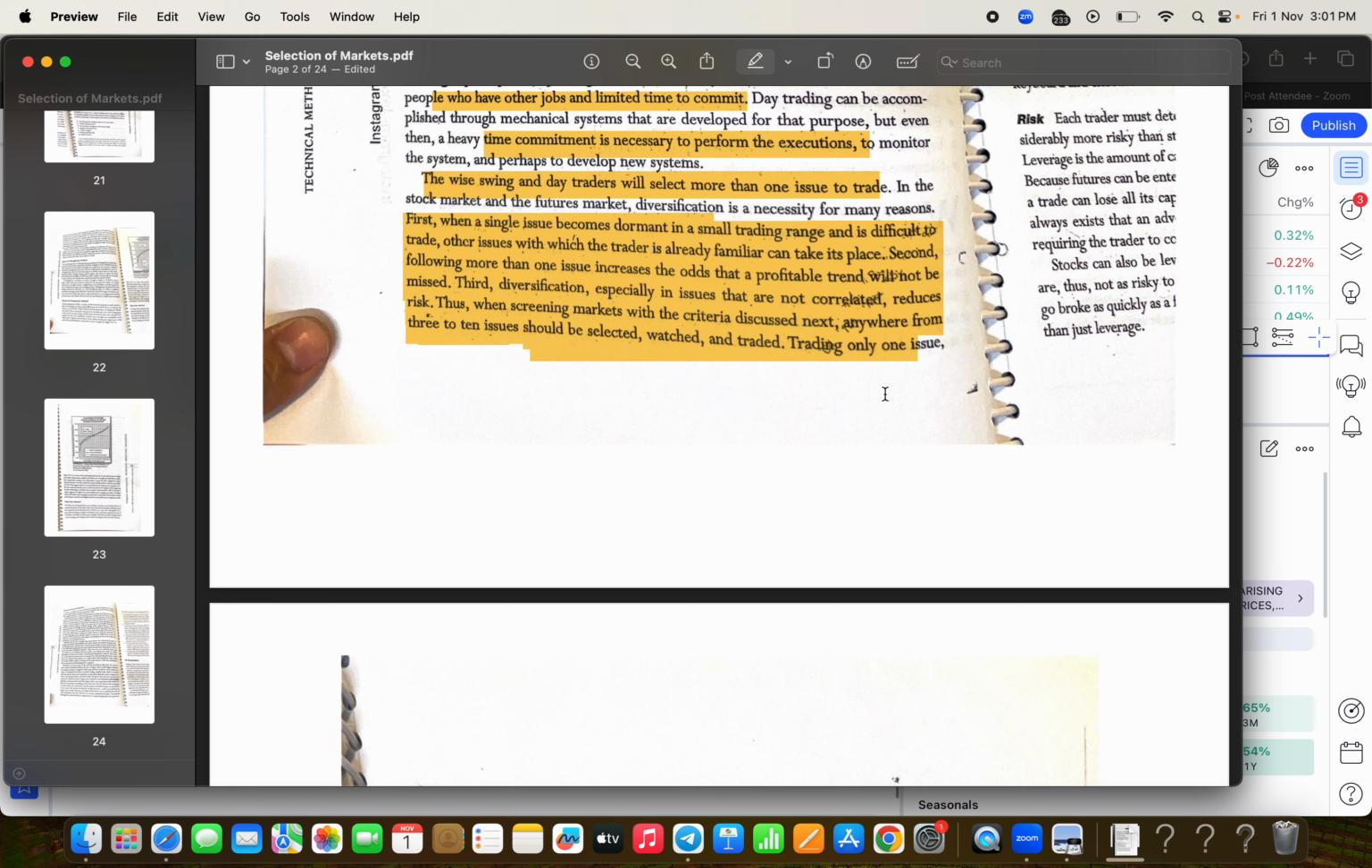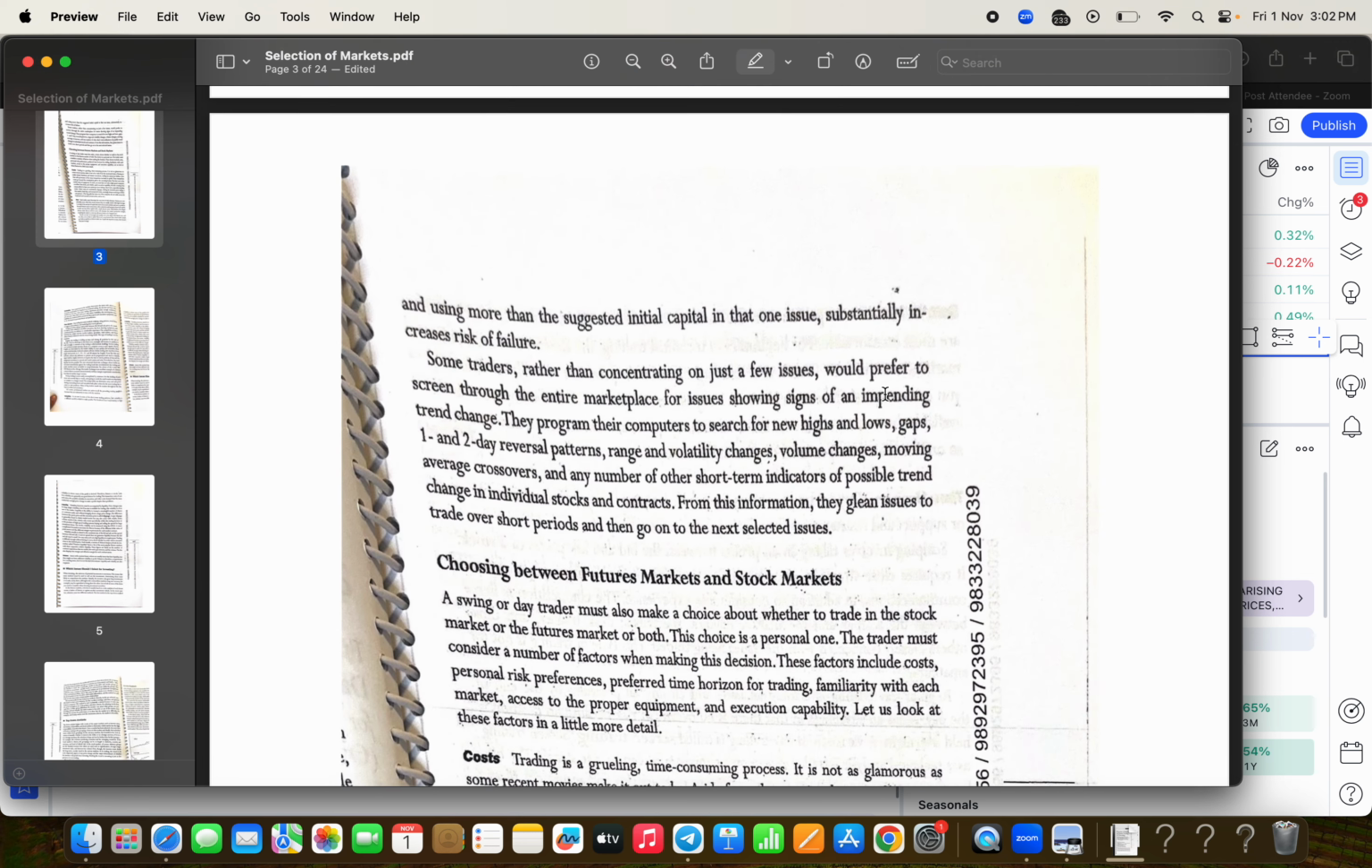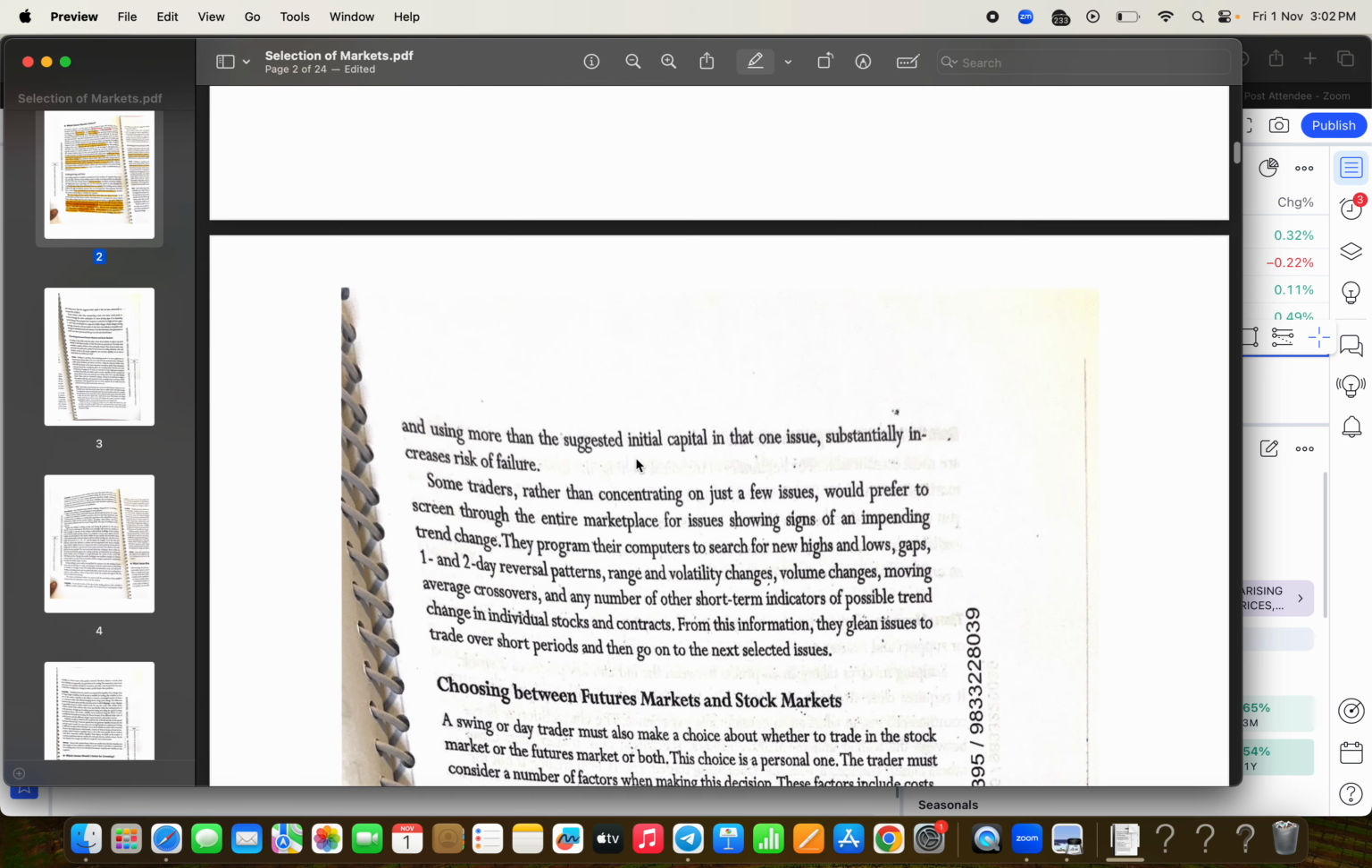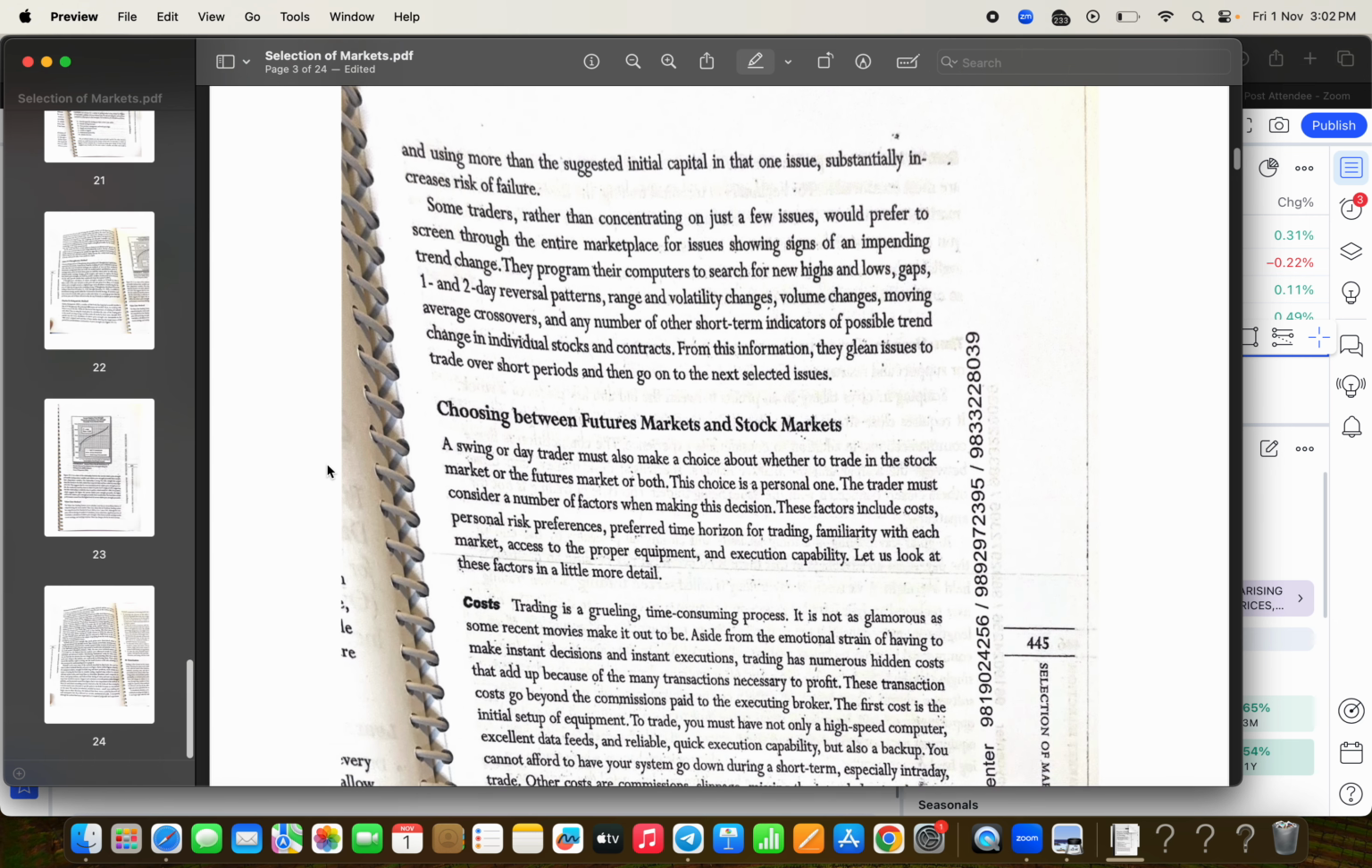So, you need to have a diversified portfolio, and you need to have a number of things which you are looking at while you're trading. You shouldn't just stick to just one particular thing, because, in that sense, you might not always be profitable. So, you need to have more issues. When you are trading only one issue and using more than the suggested initial capital in that one issue, then there is a bigger chance of failure, right? Because if that one issue goes in stop loss, then everything is gone.